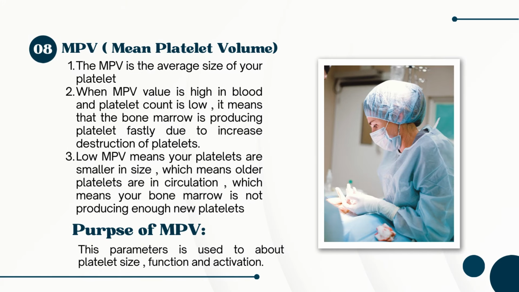Number 8. MPV, mean platelet volume. The MPV is the average size of your platelets. When MPV value is high in blood and platelet count is low, it means that the bone marrow is producing platelets fast due to increased destruction of platelets. Low MPV means your platelets are smaller in size, which means older platelets are in circulation, which means your bone marrow is not producing enough new platelets. Purpose of MPV. This parameter is used to learn about platelet size, function, and activation.